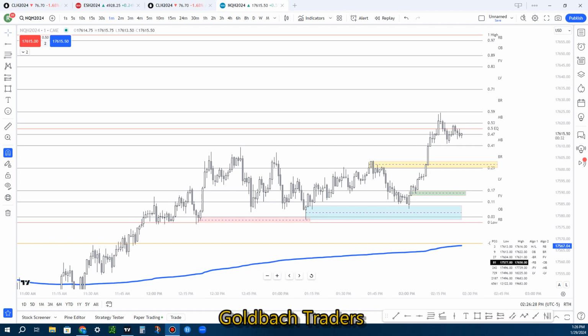And I wanted to show you this quick trade that I took just a few minutes ago. I don't normally trade on Monday, but this was just setting up so great from a Goldbach level perspective that I wanted to show it.